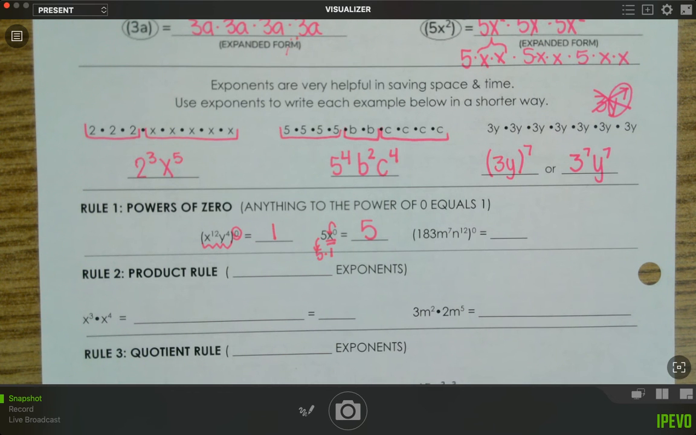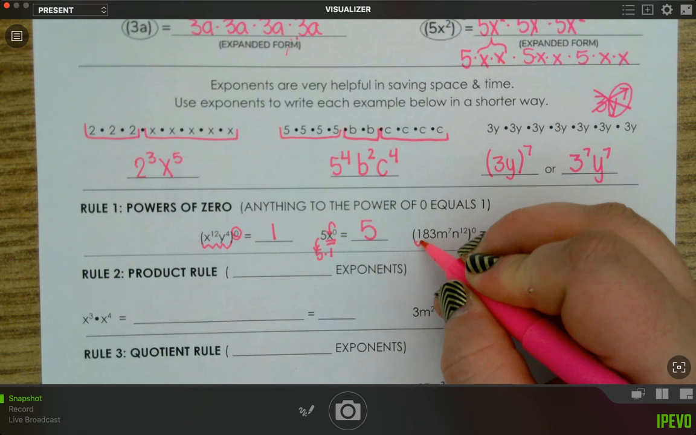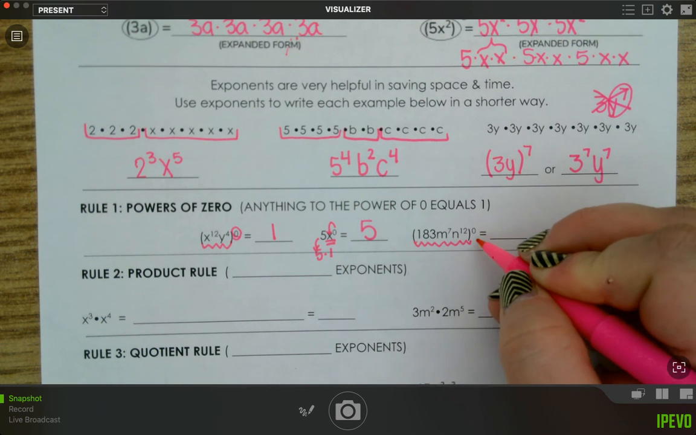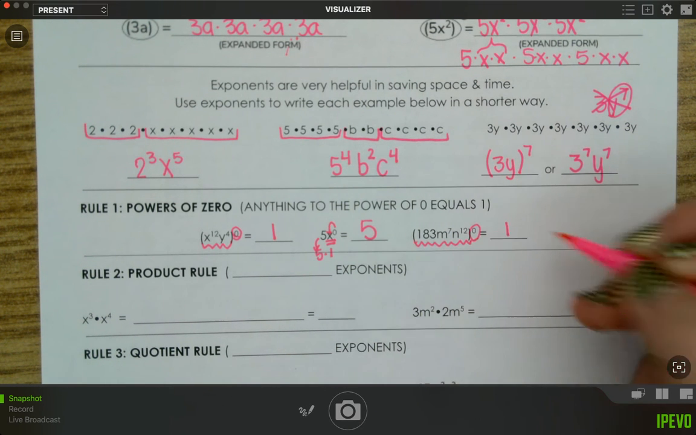And then this last one I made purposefully complicated in looks. If this whole thing has a 0 power, it's just 1.